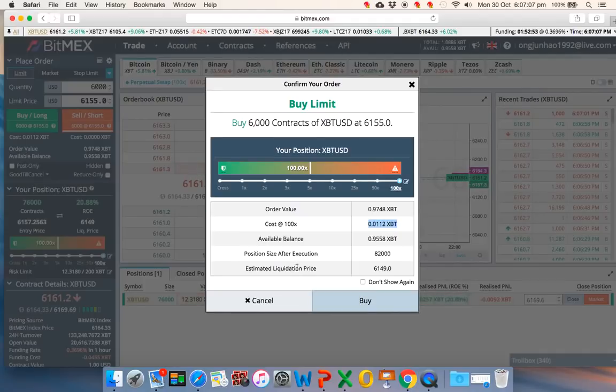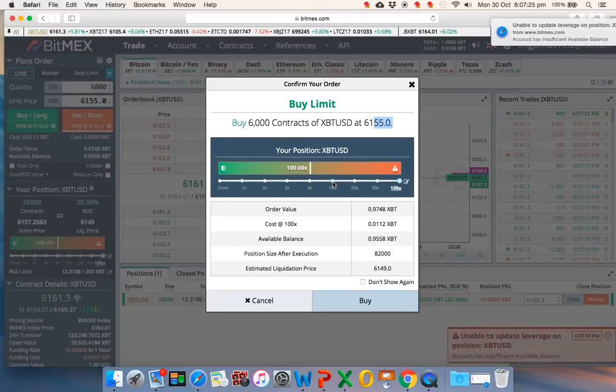That's the estimated liquidation price. So basically, if Bitcoin falls by just $6, I'm going to lose everything. So sometimes most people do not leverage 100 times. We go for a safer one, which is around 10 times. Okay, 25 times, okay.